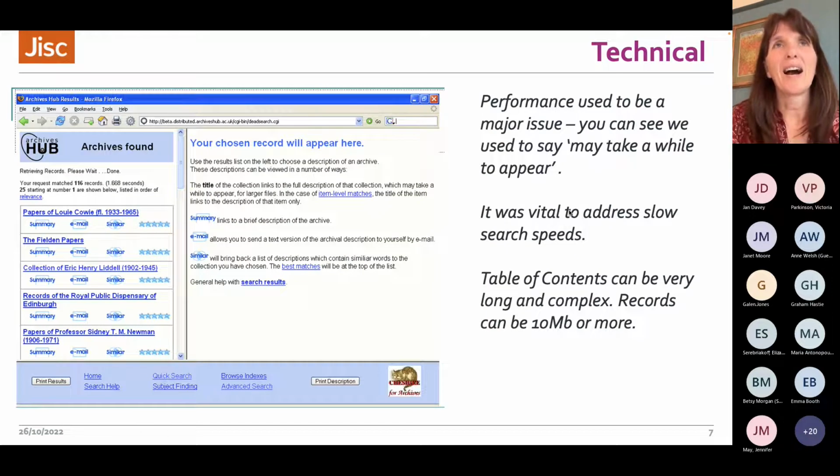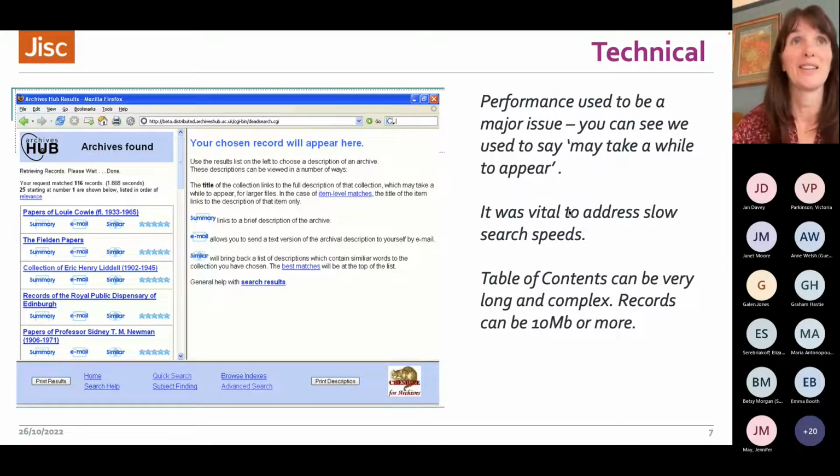I've got a screenshot here showing the Archives Hub. I'm going to show a little bit more of the website, how it used to be. But it's interesting, when I looked back at this, it actually says in the interface, it may take a while for your description to appear. I can't imagine even putting that in now. You'd feel like, goodness, you can't do that. You certainly don't want to say it. But we had so many problems with slow search speeds.